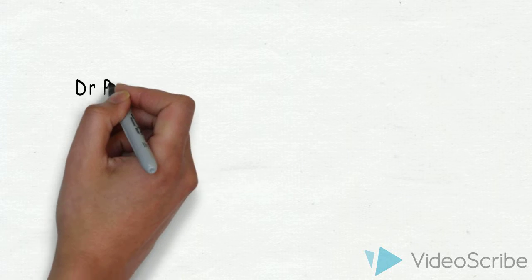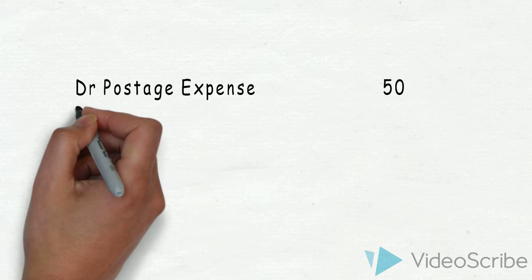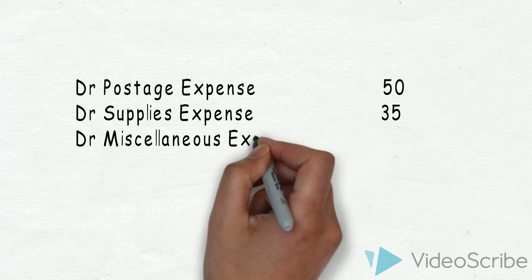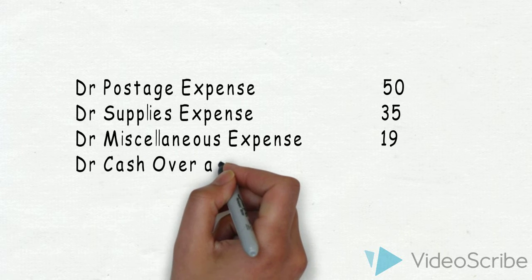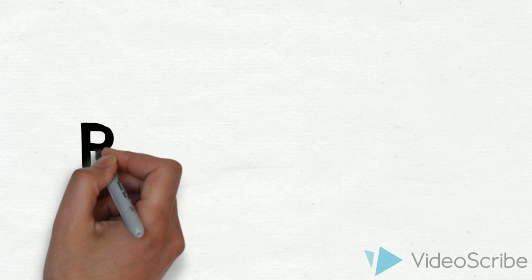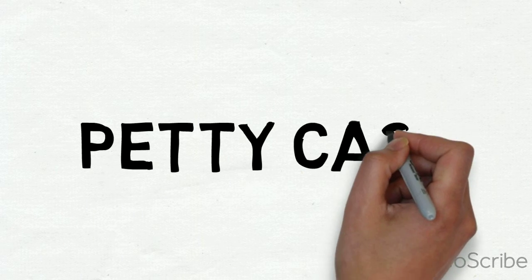If we go back to our previous example, except this time we only have $95 remaining in the fund rather than $96, then we have a cash short of $1. In this case, we debit the cash over and short account to account for the missing dollar. It doesn't matter too much if we have a cash over and short account, as we're talking about very small amounts of money, and those are the basics of petty cash.